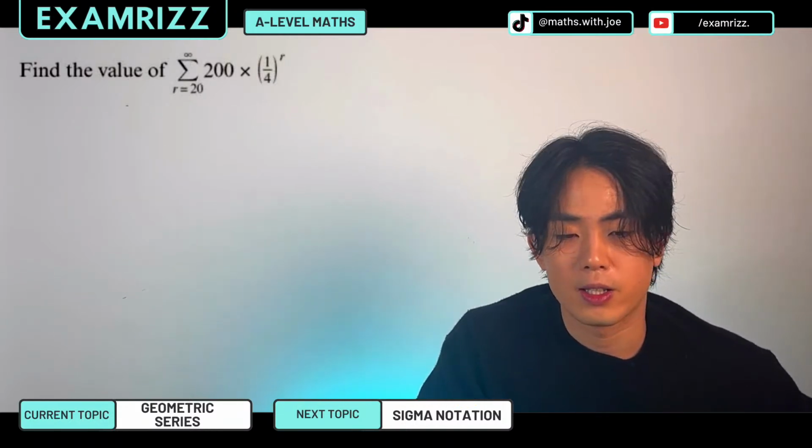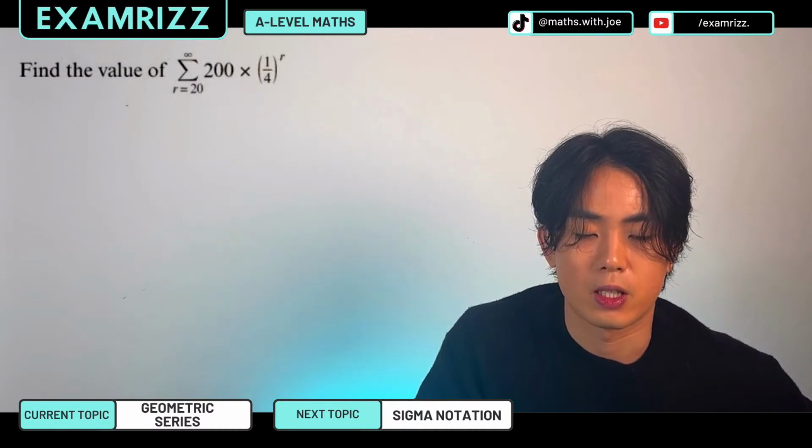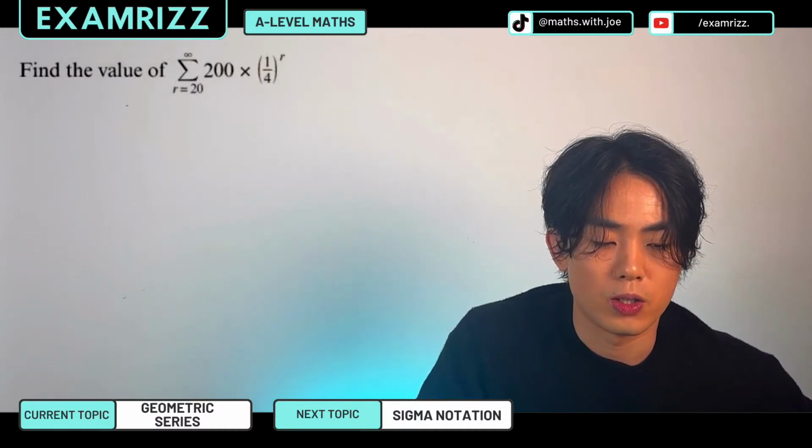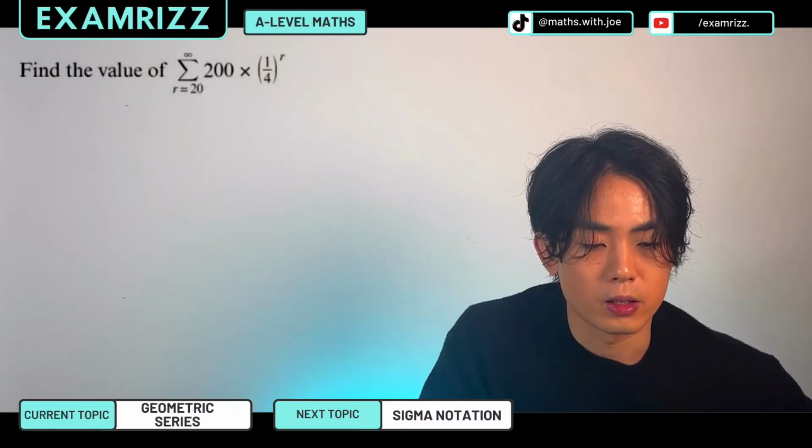All right, so let's look at this one here. We find the value from r is 20 to infinity of this formula, 200 times 1 over 4 to the power of r.